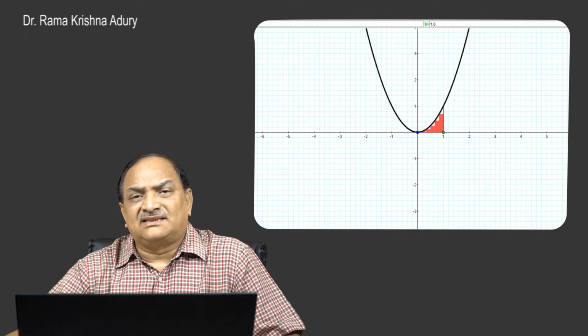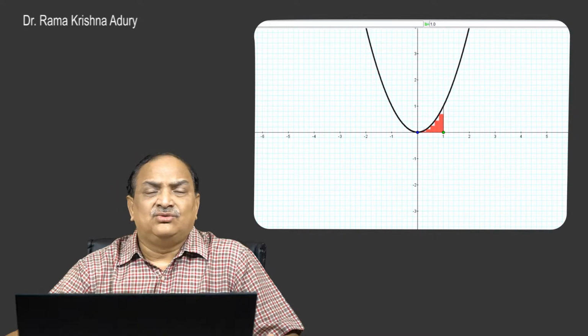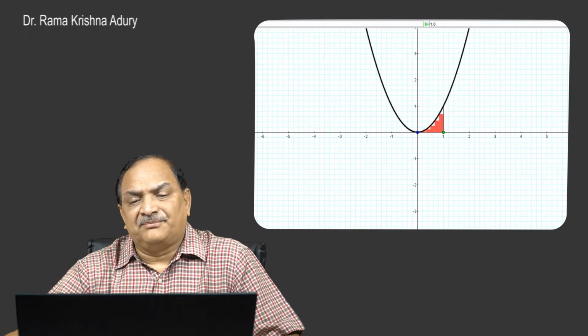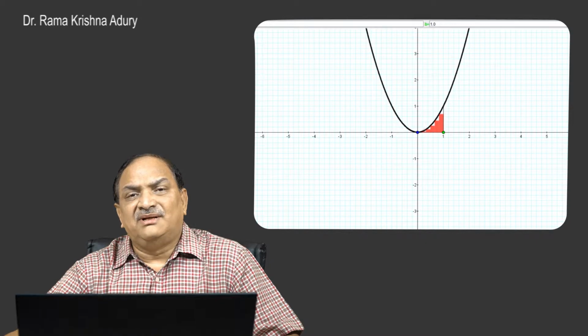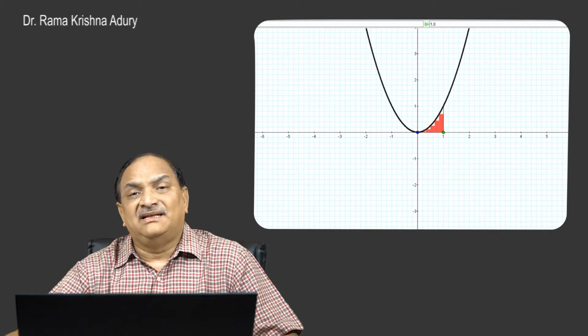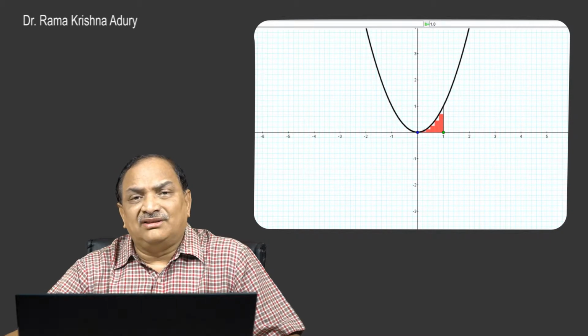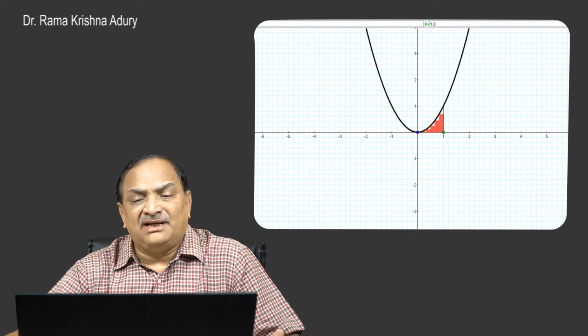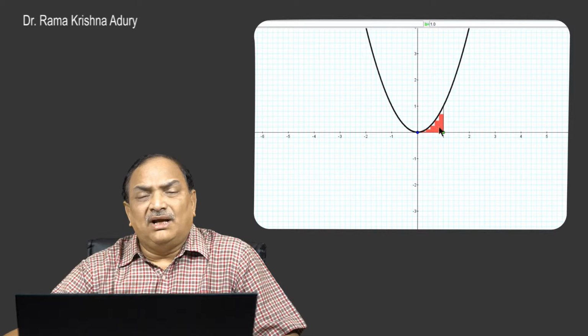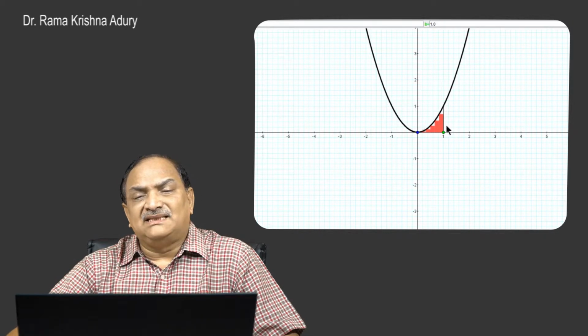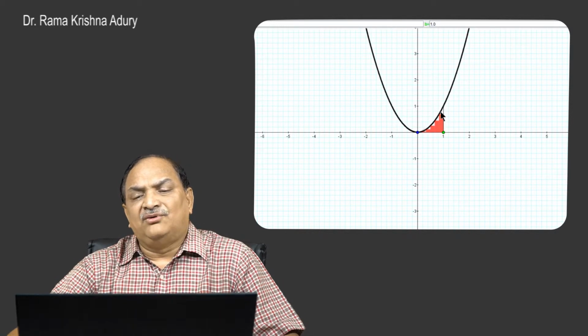The integral of x squared gives you x cubed by 3. When you substitute the limits, you get 1 by 3 minus 0 by 3, and that gives you 1 on 3, which is 0.33. But if you look at the rectangular pieces here, the strips, if you add all of them, you find that there is some deficiency, it is not equal to that.